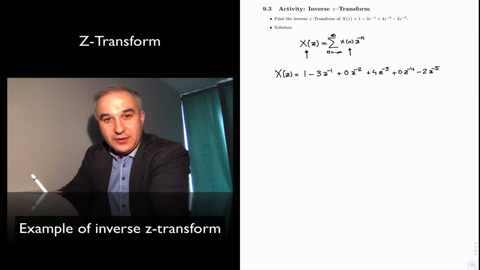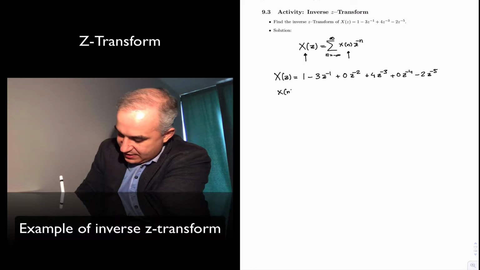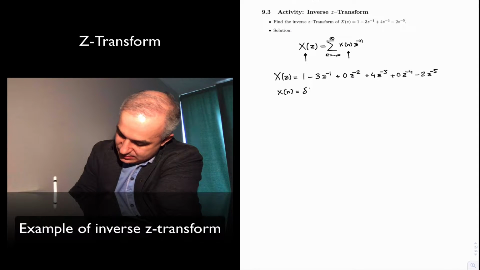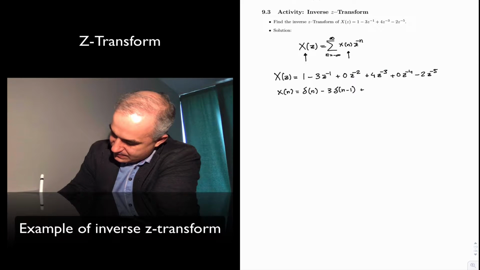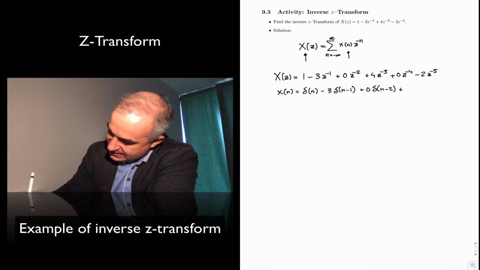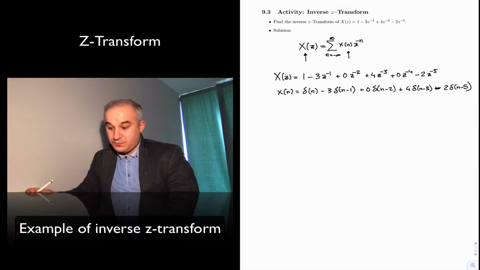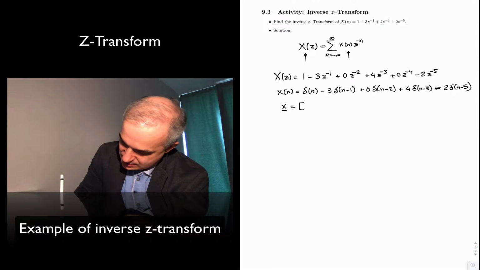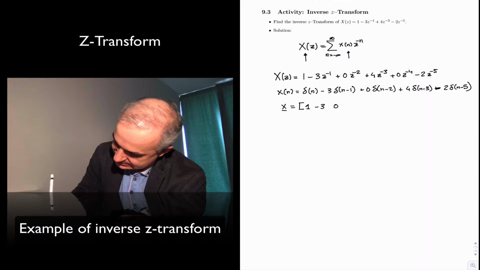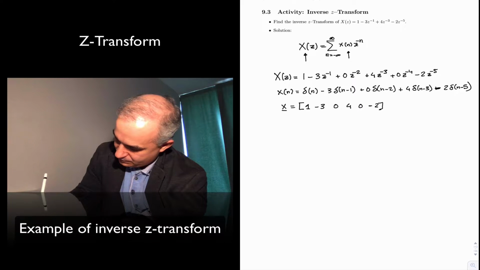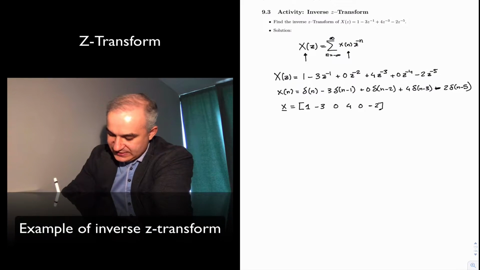And with this, it is trivial to find which signal x of n will produce this, right? And so it is delta n minus 3 delta n minus 1 plus 0 delta n minus 2 plus 4 delta n minus 3 plus, I'm just going to go, minus 2 delta n minus 5. Or the vector x: 1, minus 3, 0, 4, 0, minus 2.